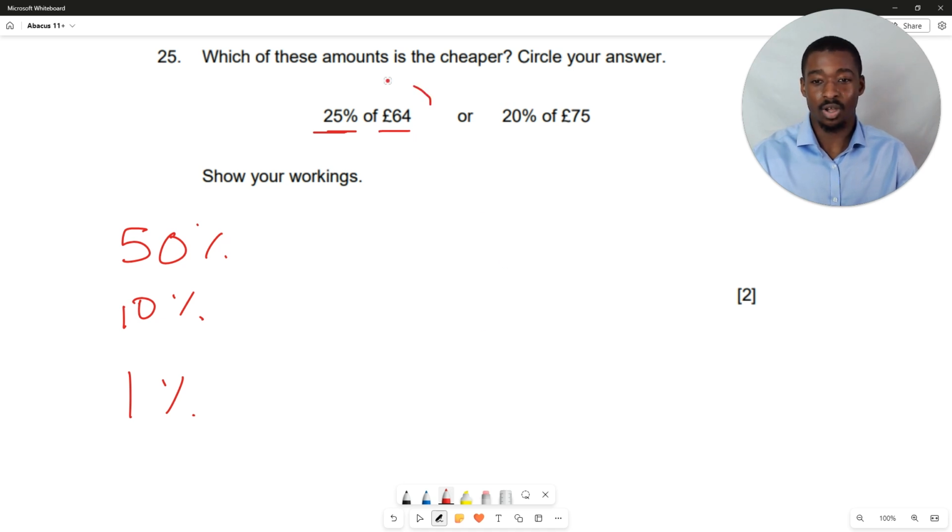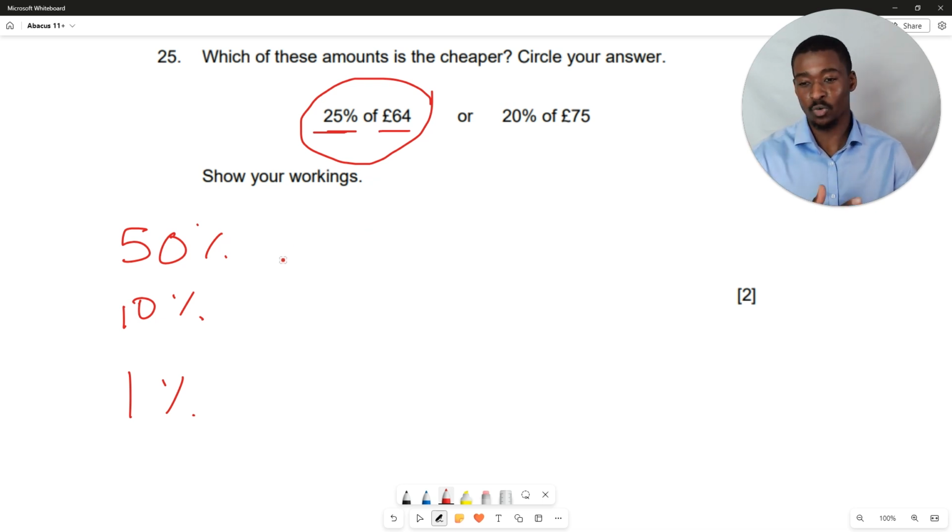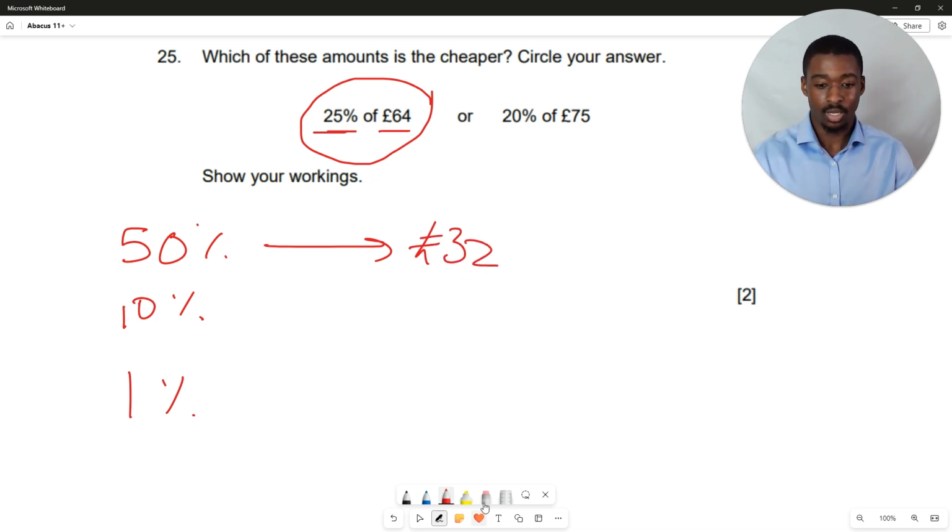So let's take this first scenario, for example, 25% of £64. Well, 25% is half of 50%. And we can work out 50% of £64 very easily, because all we do is divide by 2. So we have 50% of £64 being £32. And therefore 25% must be half of that, which is £16. So on the left-hand side, we have £16.